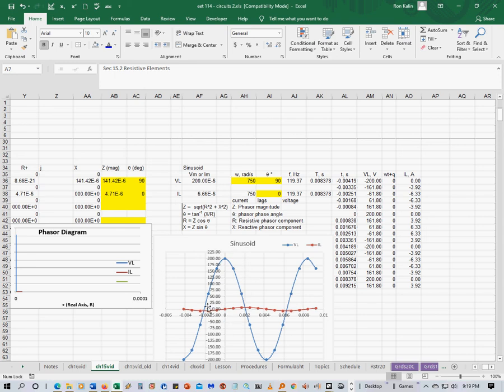The voltage leads the current because the voltage is crossing over here, and then the current doesn't cross until over here, so the voltage is leading in time. This is the time axis right here. So the current lags the voltage. So this is an inductor. Remember it's ELI. So the current comes after the voltage, or the voltage comes before the current.